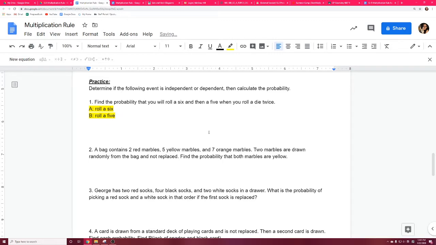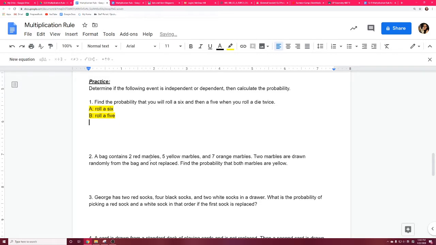Think about it. If you roll a die twice, does the second time influence or affect the first? Actually, they don't, because no matter how you roll, the die is just a die, and the probability of each side appearing is 1 out of 6, no matter what. So they do not influence each other. We will say events A and B are independent.